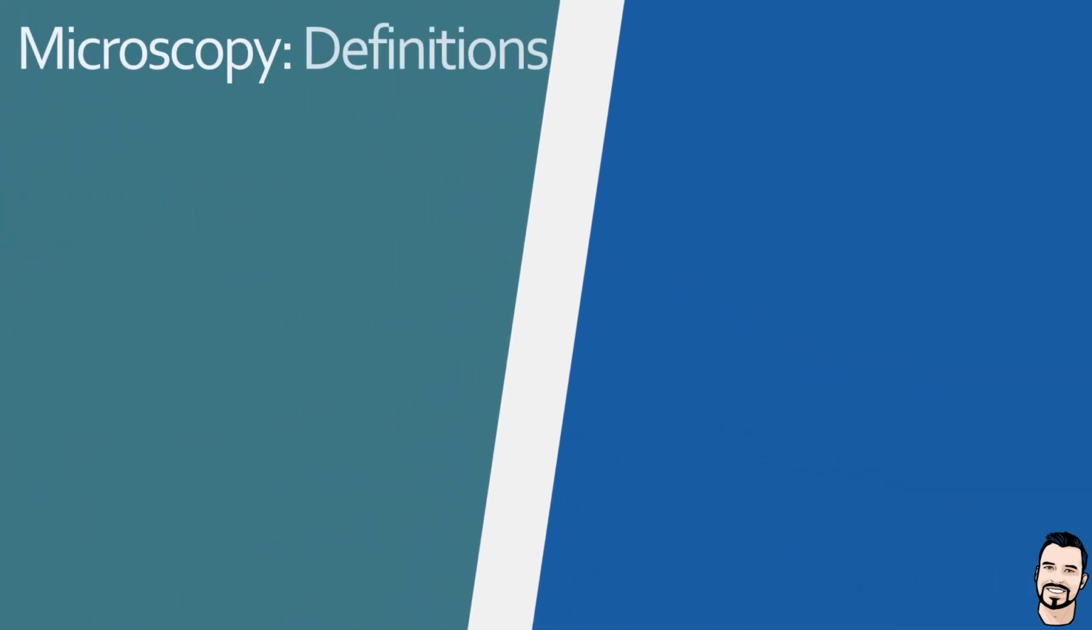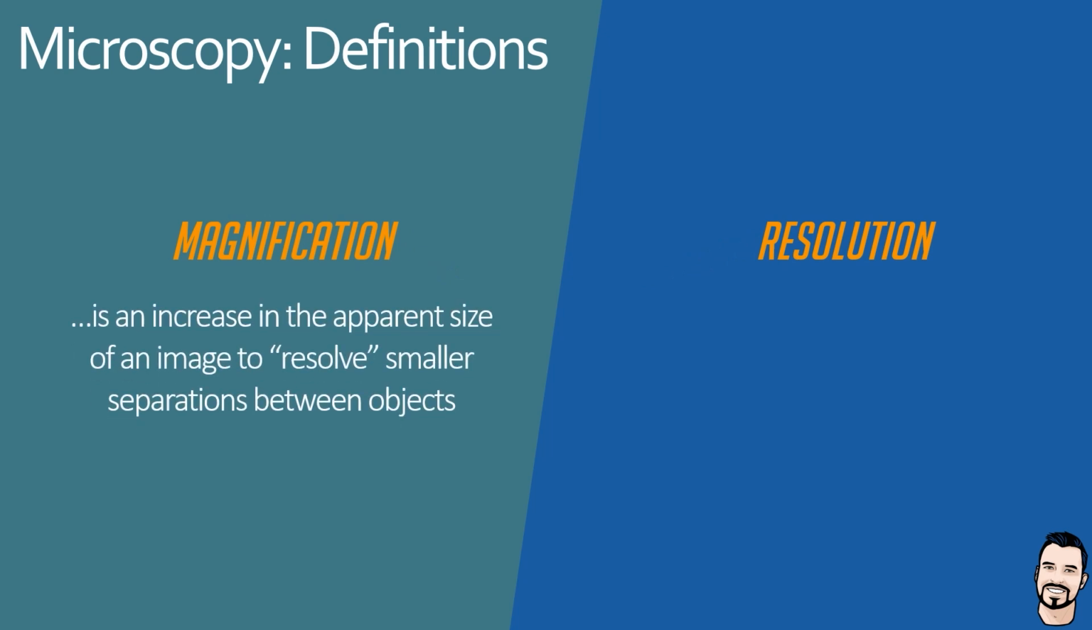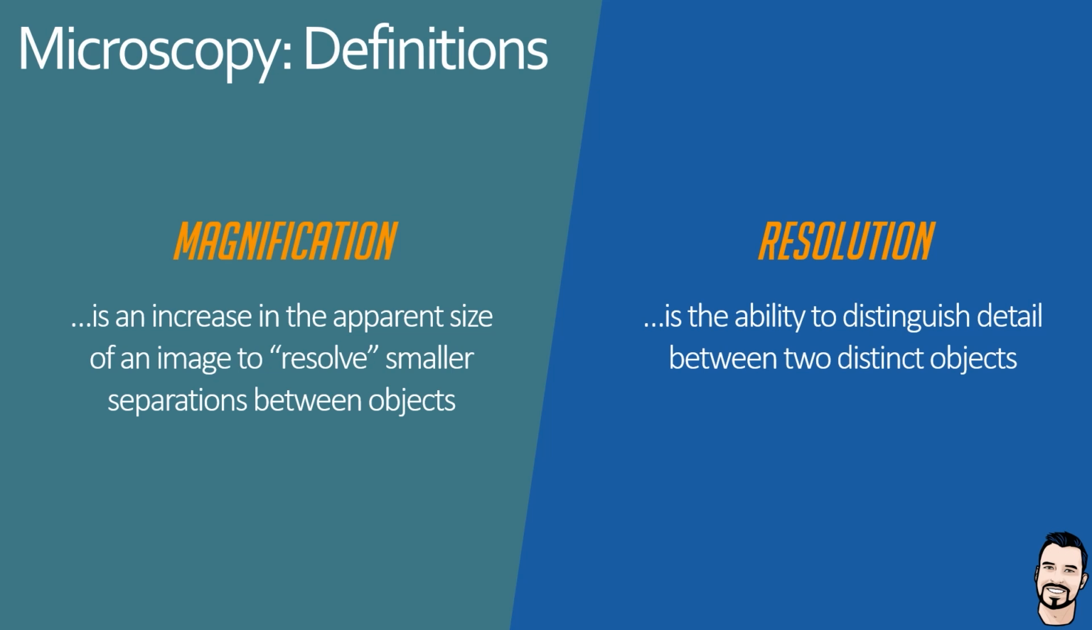Now, there are two important concepts to help us detect objects in microscopy. The first is magnification, which refers to the increase in the apparent size of an image. It makes objects look bigger, but doesn't necessarily add more detail. And the second is resolution, which is the ability to distinguish fine detail, specifically the ability to distinguish two close objects as distinct objects rather than a single blurred shape. Essentially, magnification enlarges the image, whilst resolution ensures the image remains clear and detailed. Now, one of the biggest factors affecting resolution is actually the wavelength of light.